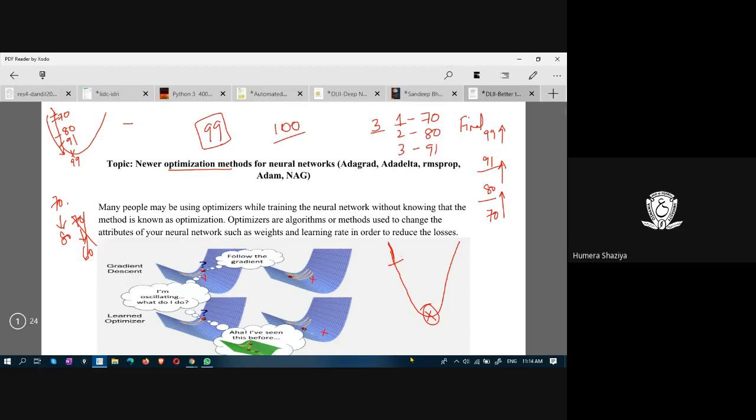Basically, we have gradient descent, okay, GD. We have stochastic gradient descent. We have mini batch gradient descent. These were the earlier optimization methods. But as the field advanced and the limitations and drawbacks of these methods came into the picture, researchers and scientists tried to understand and came up with other methods. Apart from these basic methods, we have different methods like AdaGrad, AdaDelta, RMSProp, Adam, NAG. These are the modern optimization methods, and those are the conventional optimization methods. That's why the topic here, you can see, is newer optimization methods for neural networks.